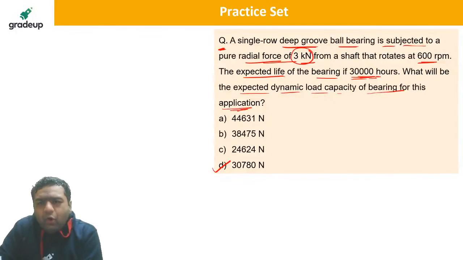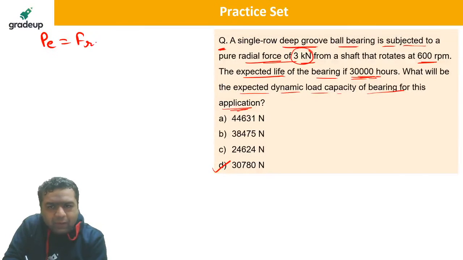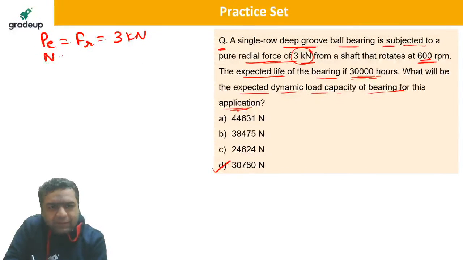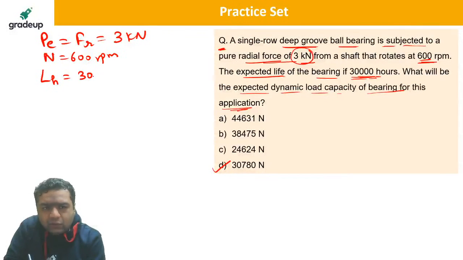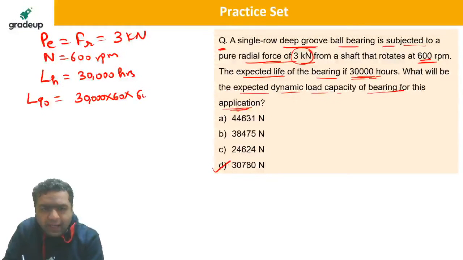Okay, so a single row deep groove ball bearing is subjected to a pure radial force. This time equivalent load and radial load are the same, guys. This is 3 kilonewton, from a shaft that rotates at 600 rpm, so N will be 600 rpm. The expected life of the bearing is given in hours, 30,000 hours. What will be the expected dynamic load carrying capacity? Okay, so we will be finding out the million revolutions: 30,000 into 60 into 600 rpm divided by 10 power 6.